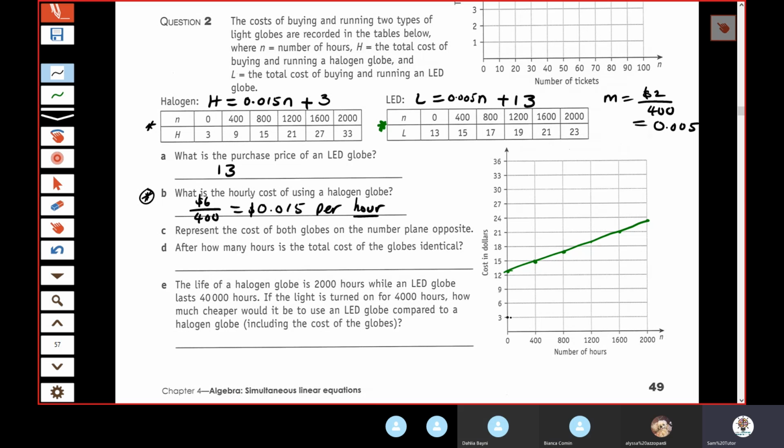Now the halogen: this is 3, 9, 15. 1200 should be 21. 1600 should be 27. And 2000 should be 33.